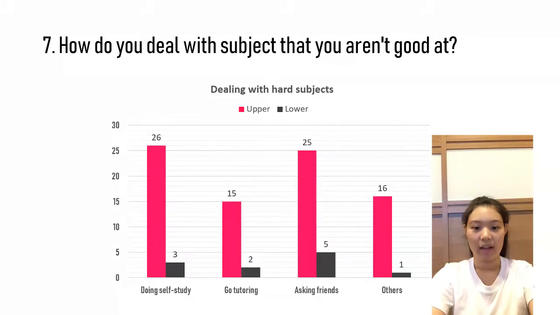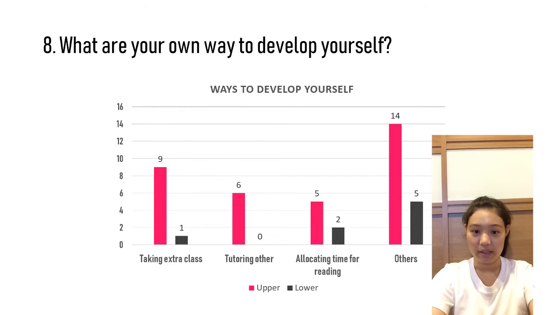Next, what are your own ways to develop yourself? Most of the upper grade students choose taking an extra class after school, followed by tutoring others and allocating time for reading. But the lower grade students tend to allocate time for reading most, followed by taking an extra class.